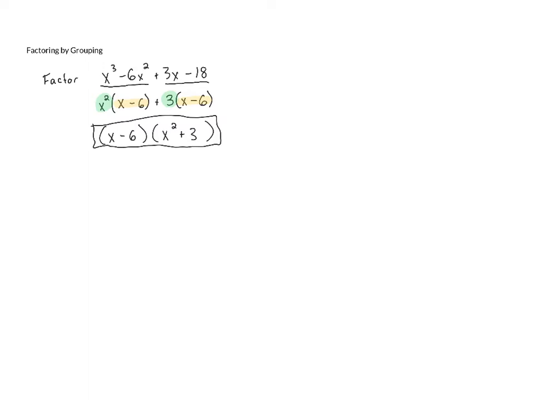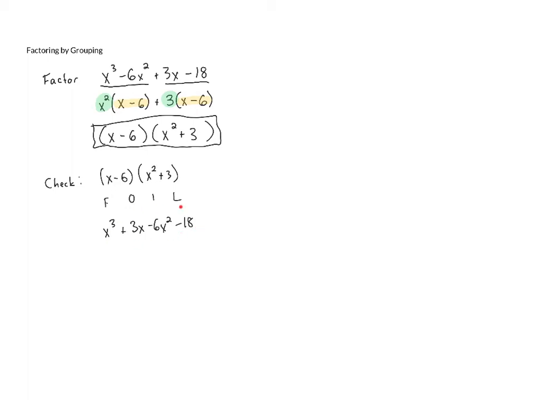If you want to check to make sure that you've done it correctly, you can do so by multiplying it out. Let's do that for one example. Let's FOIL this out to see what we get. If we multiply the first terms, x times x squared gives us x cubed. The outer terms, x times 3 gives us 3x. The inner terms, negative 6 times x squared is negative 6x squared. And the last terms, negative 6 times 3 is negative 18.